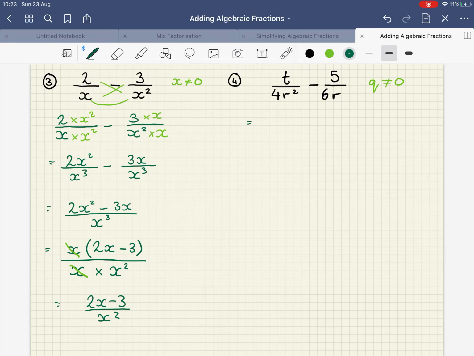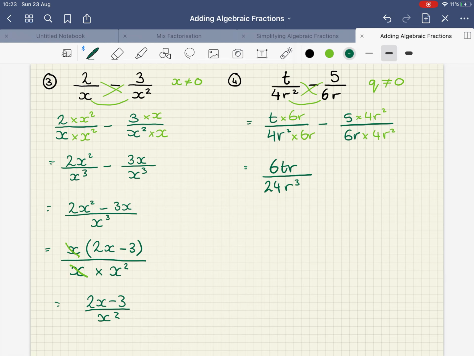It's the same idea over here. So again, multiply across the diagonal. Multiply my bottoms. Okay, so on the top there, generally I like having numbers at the front, so I'm going to have 6tr. And on the bottom, 4 times the 6 is going to give me 24. Then I've got r squared times r, which is going to give me r cubed.